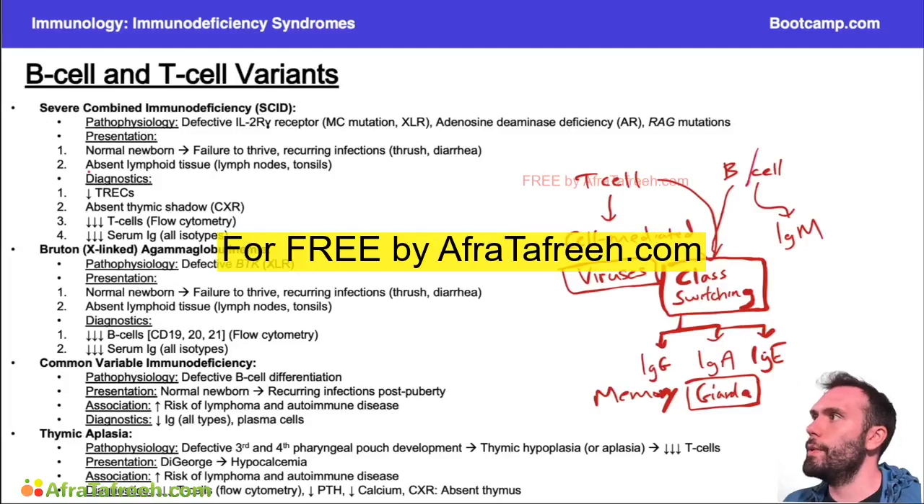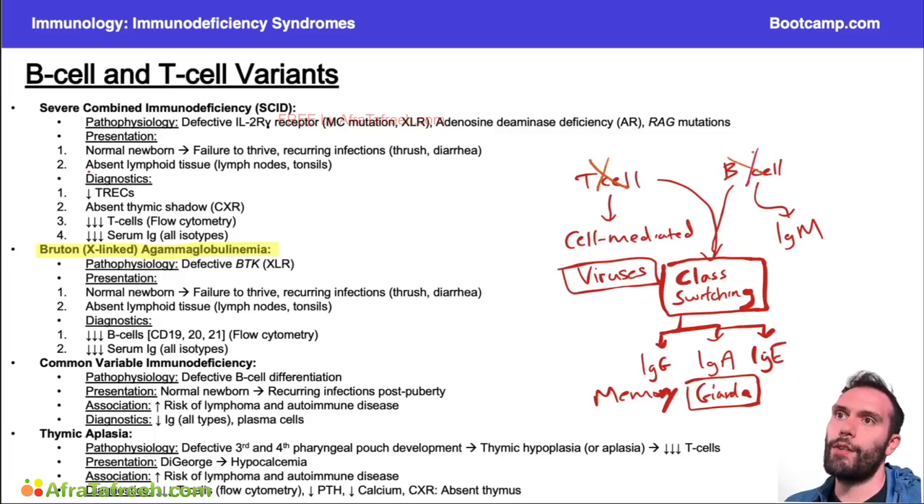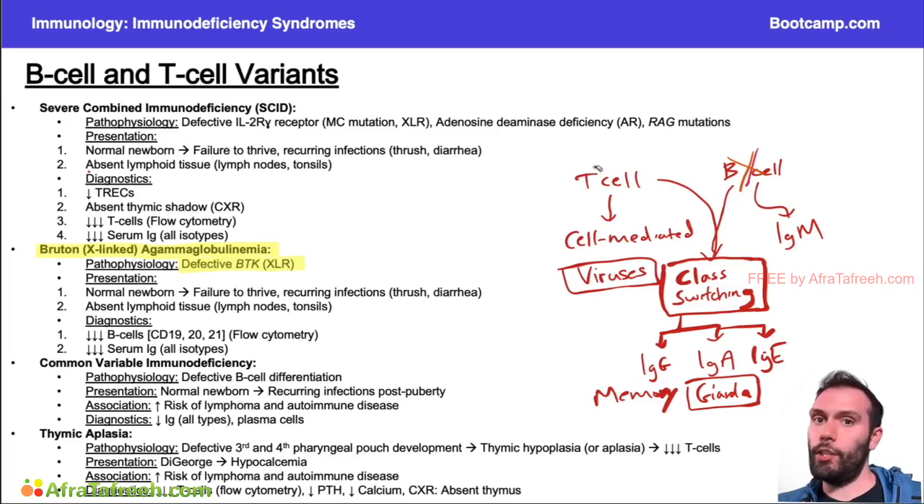Okay, let's talk a little bit about Bruton X-linked agammaglobulinemia. How does this differ from severe combined immunodeficiency? The point here is, normally when we're talking about SCID, we said that there's probably going to be involvement of T cells, and in certain variants we can also have involvement of B cells. But the difference between the two diseases here is that with Bruton's we're just talking about B cell involvement. So our cell-mediated immunity should actually be functional in these patients.